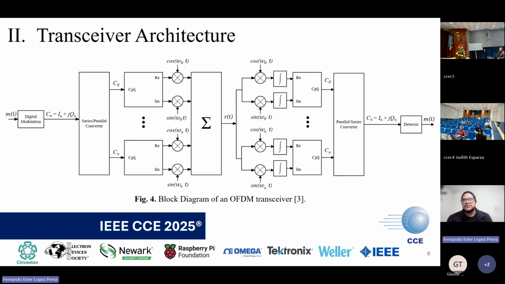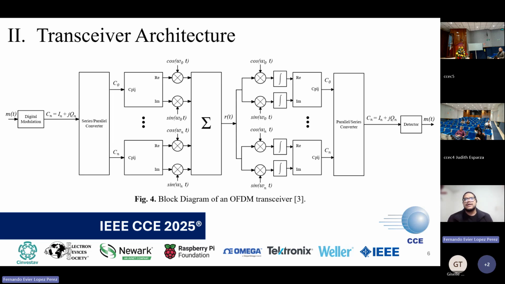The proposed architecture for this work is based on the block diagram shown in figure 4. Here we have an OFDM transceiver, and essentially we start with digital modulation. In our case, it's 256 QAM. Then we divide the data stream into multiple subchannels using a serial to parallel converter. And we multiply each data stream by a different oscillator. These oscillators have frequencies that are orthogonal to each other. After that, we sum up all the signals into a single one, and this will output an OFDM signal.